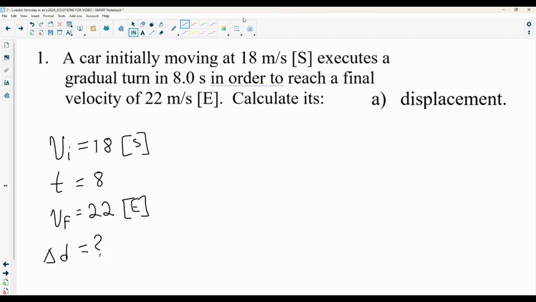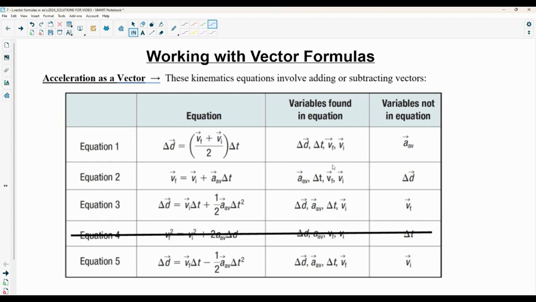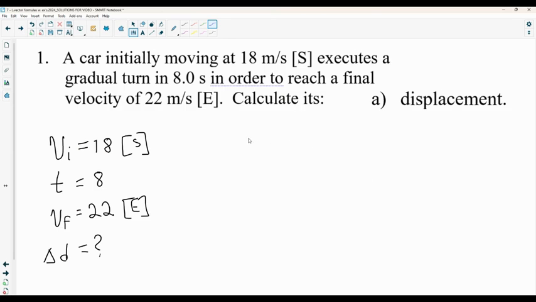We're going to put a question mark next to displacement because we do not know the answer. Okay, let's pick a formula to work with. Which one should we pick? I noticed that acceleration is not listed anywhere in here. So if we go back to the previous page, our first formula is the one that doesn't include acceleration. So we're going to choose equation 1. Let's write it out. Our change in displacement is equal to, open the bracket, our final velocity plus our initial velocity, divided by 2, and then multiplied by our time. That's our equation. We're used to doing this.